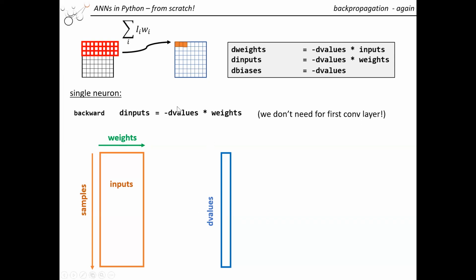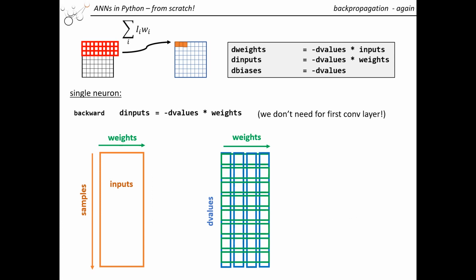So again, the d values is a vector, and now we multiply this with the weights, but we have only, let's say, 4 weights, and the only way how to get a matrix that has the same shape like the inputs is to multiply every weight with every d value, and that also makes sense. Because in the forward process, for every data point, we got the dot product with the weights. So we have to do the same process in reverse.